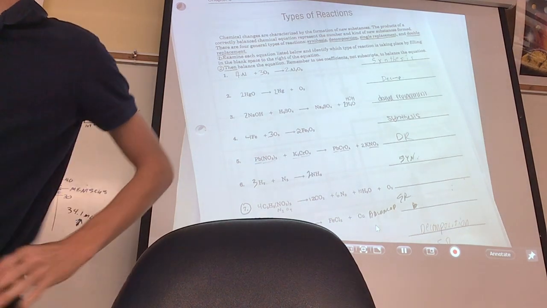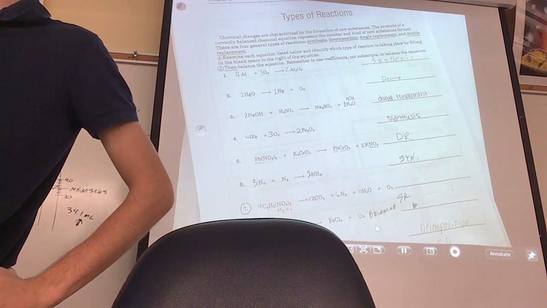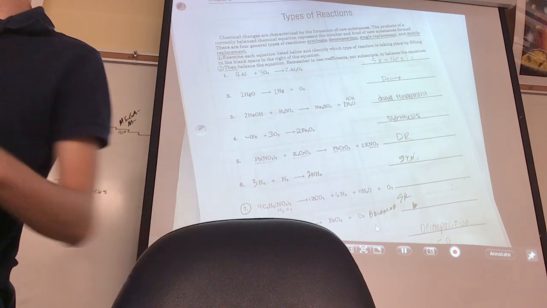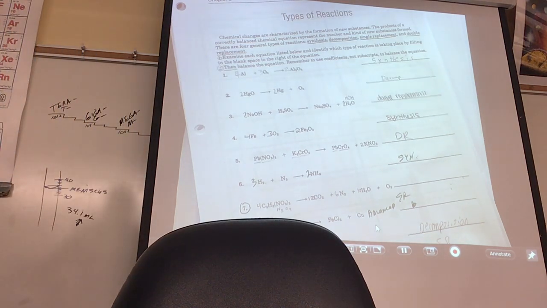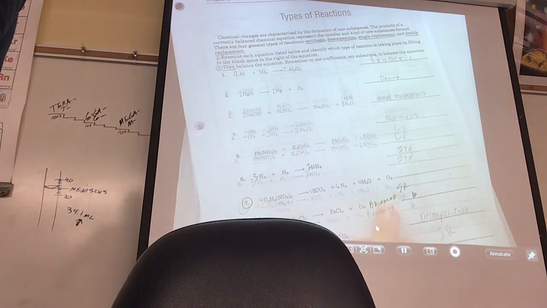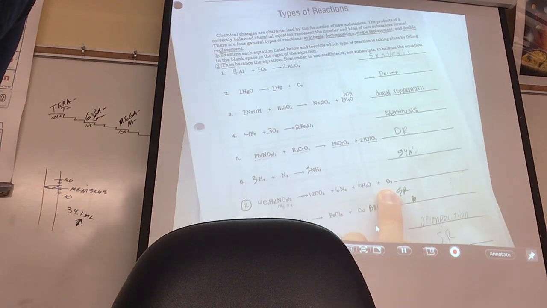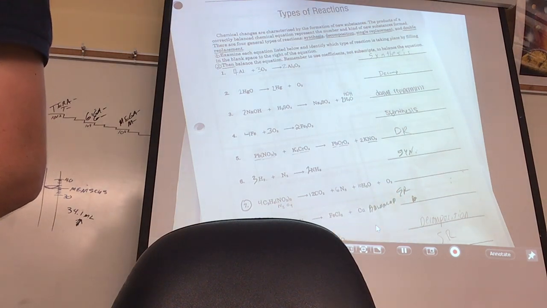Wait, how did you know to start with 4? Because I tried 2 and 3. You tried 2 and 3. So I tried 2 and then realized that 3 wasn't going to work because it was an odd number and you were going to need an even number of oxygens. Okay. So then I just skipped 3 and went to 4, and then it worked.